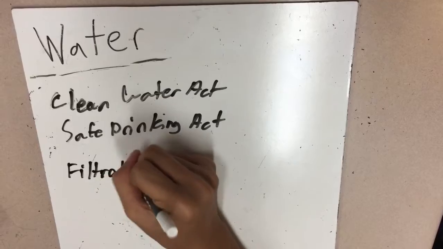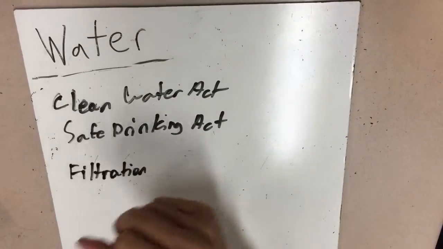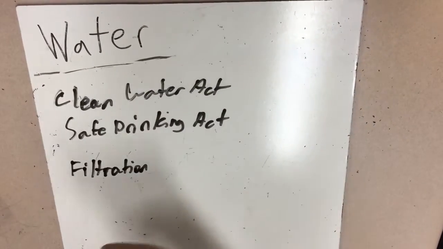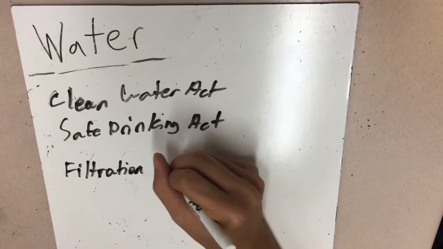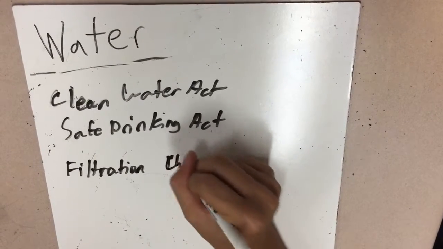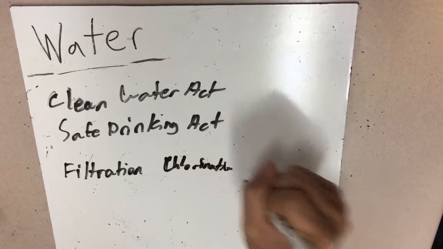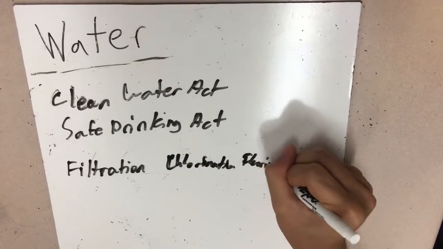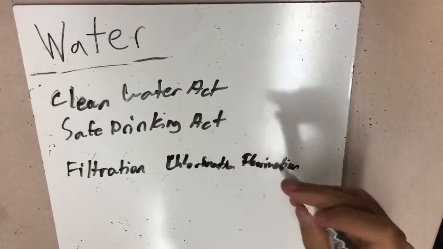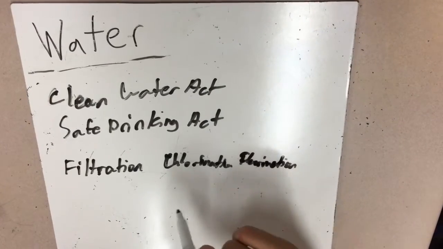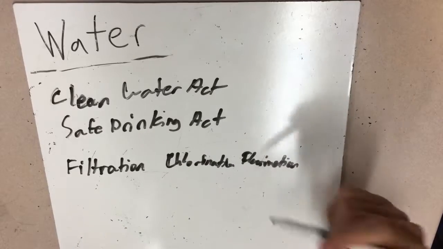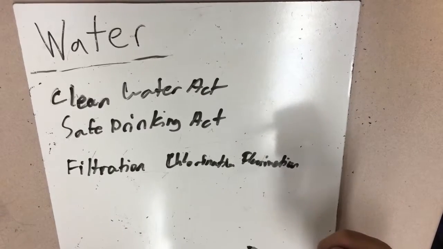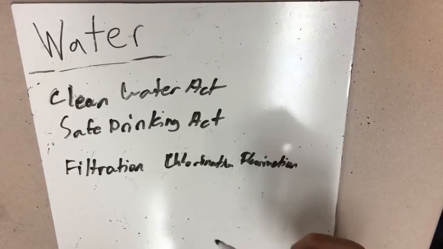First we have filtration. When cleaning water, this just gets rid of any large sediments that pass through. We have stuff like chlorination and fluorination. Both of these help to prevent or kill microorganisms that might be in the water. And fluorination also has the additional benefit of helping to protect your teeth enamel.